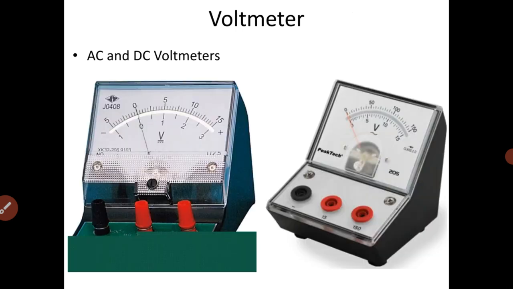First is a voltmeter. Here in this image we can see both the voltmeters are present, AC and DC. How can we identify the AC and DC?